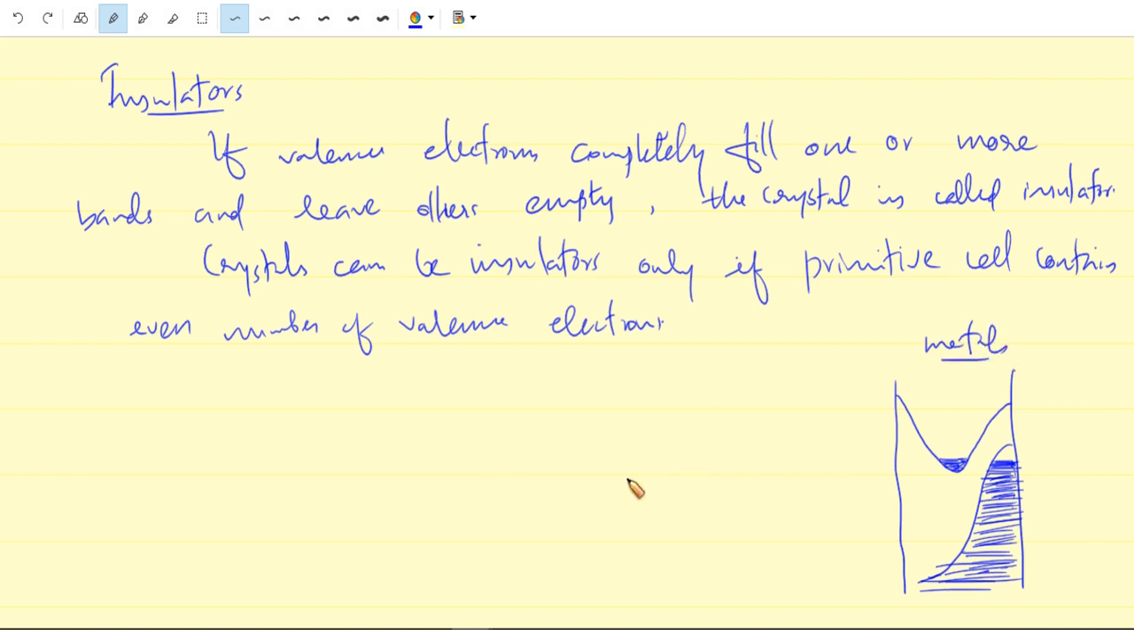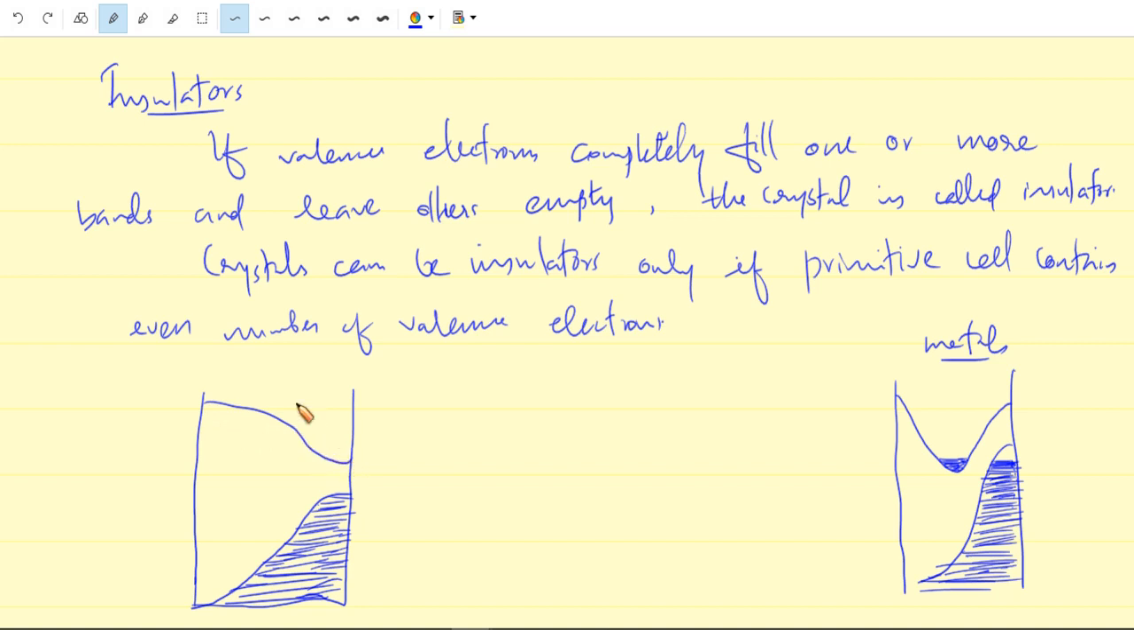Now, in insulators, the bands are completely filled or completely empty. Therefore, in an electric field, electrons will not have any freedom to move. There is no electron in the second band and the first band is completely filled. So these are termed as insulators.